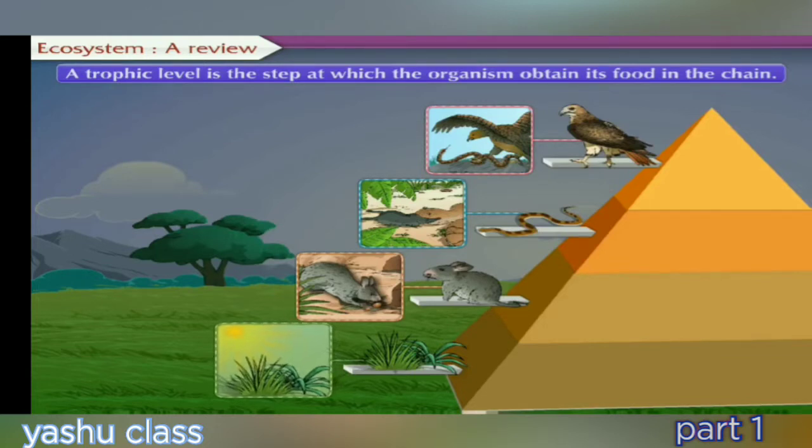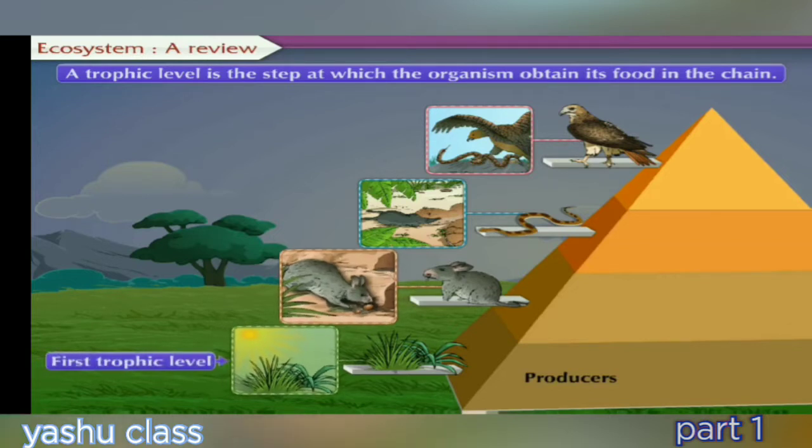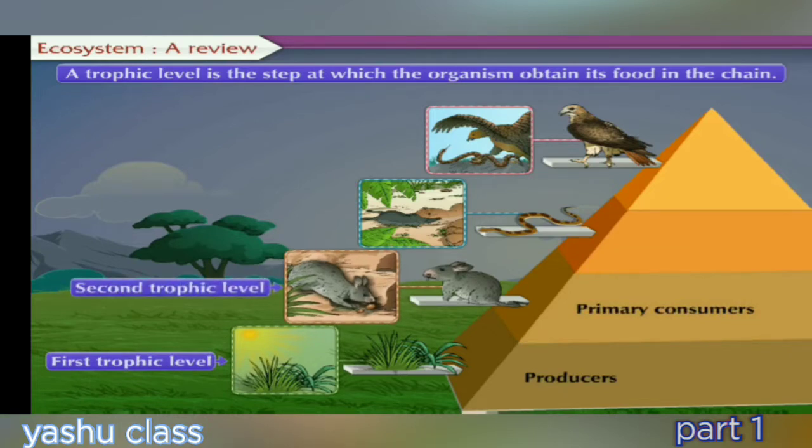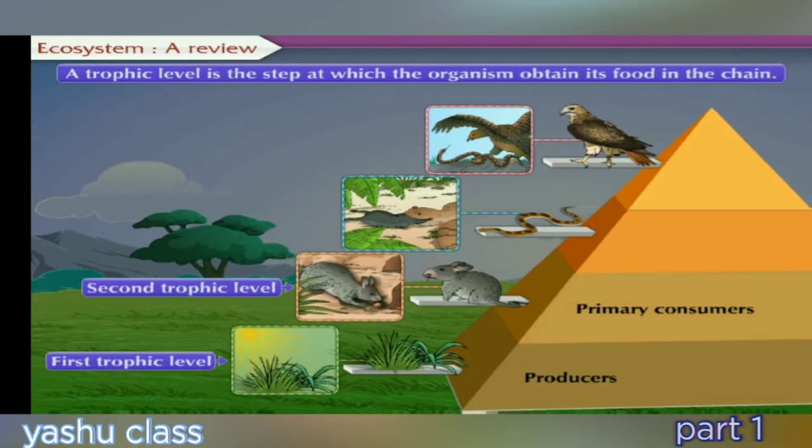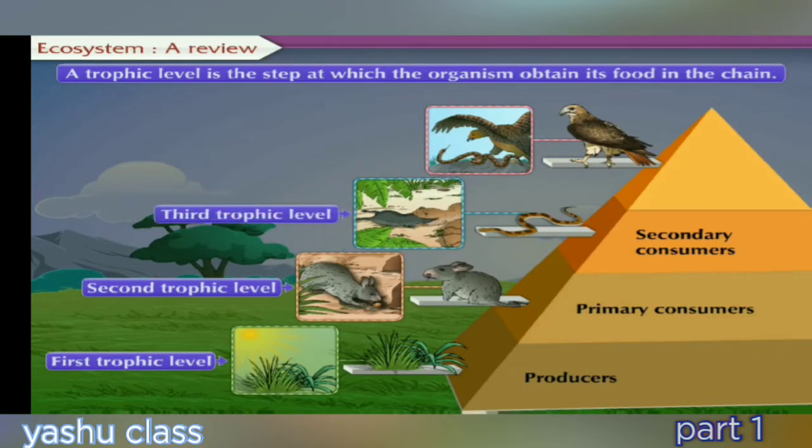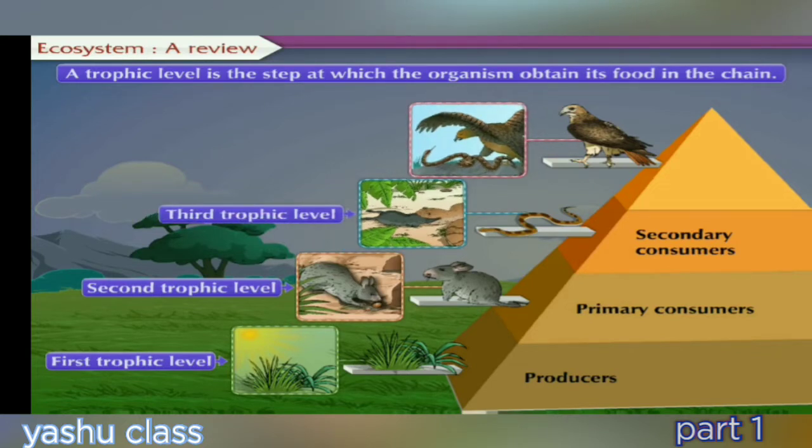The plants or the producers of our ecosystem constitute the first trophic level. The herbivores or the primary consumers that feed upon plants constitute the second trophic level. The carnivores or the secondary consumers that feed on the herbivores constitute the third trophic level. Finally, the large carnivores, also called the top carnivores or the tertiary consumers, form the fourth trophic level.